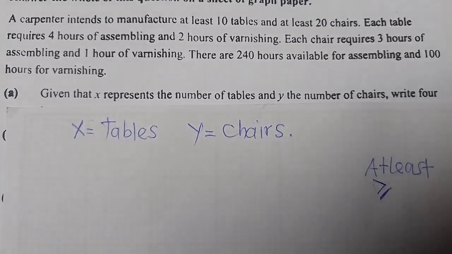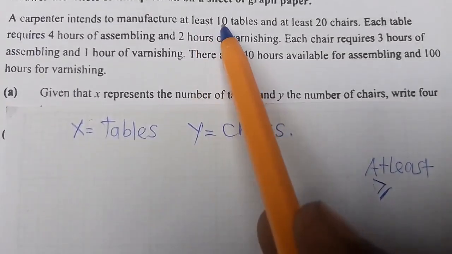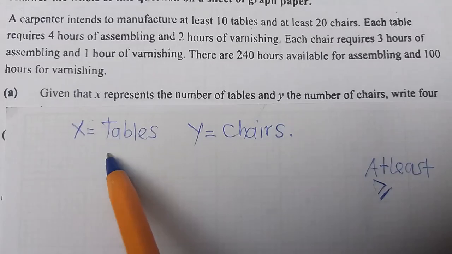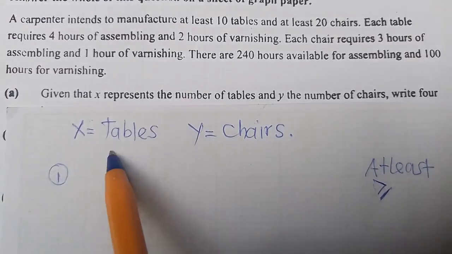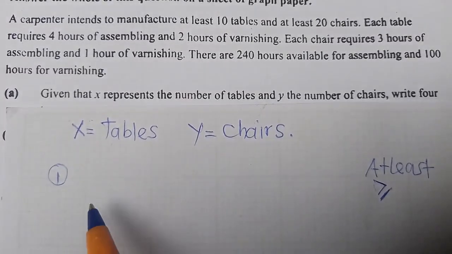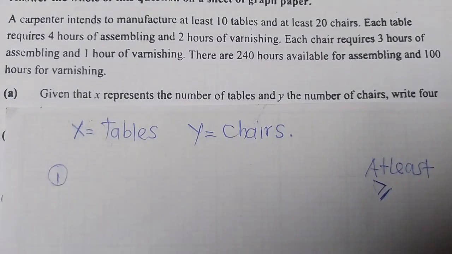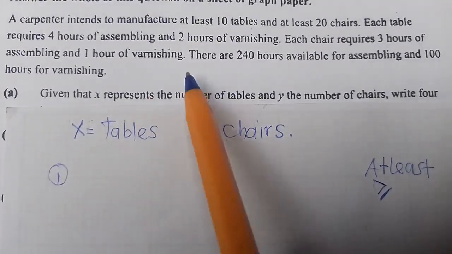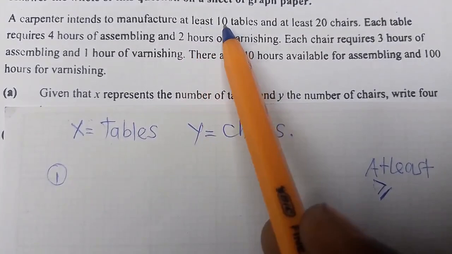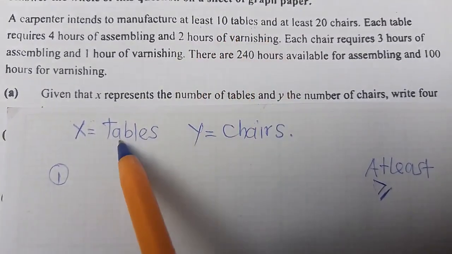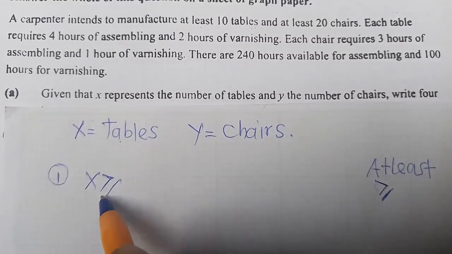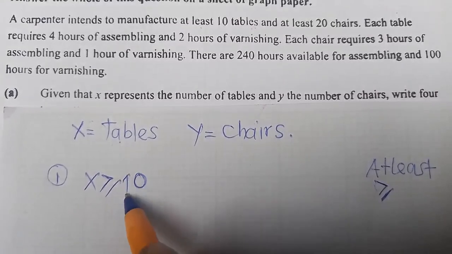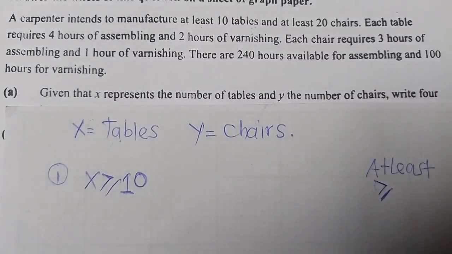So what you need to do now is that you are told that at least 10 tables. Then you know that tables is for X. What you are going to do is that the table, at least 10 tables. So table it's X. So X should be greater than or equal to 10. This is your first inequality. Have you seen? This is the first inequality that you are going to do.